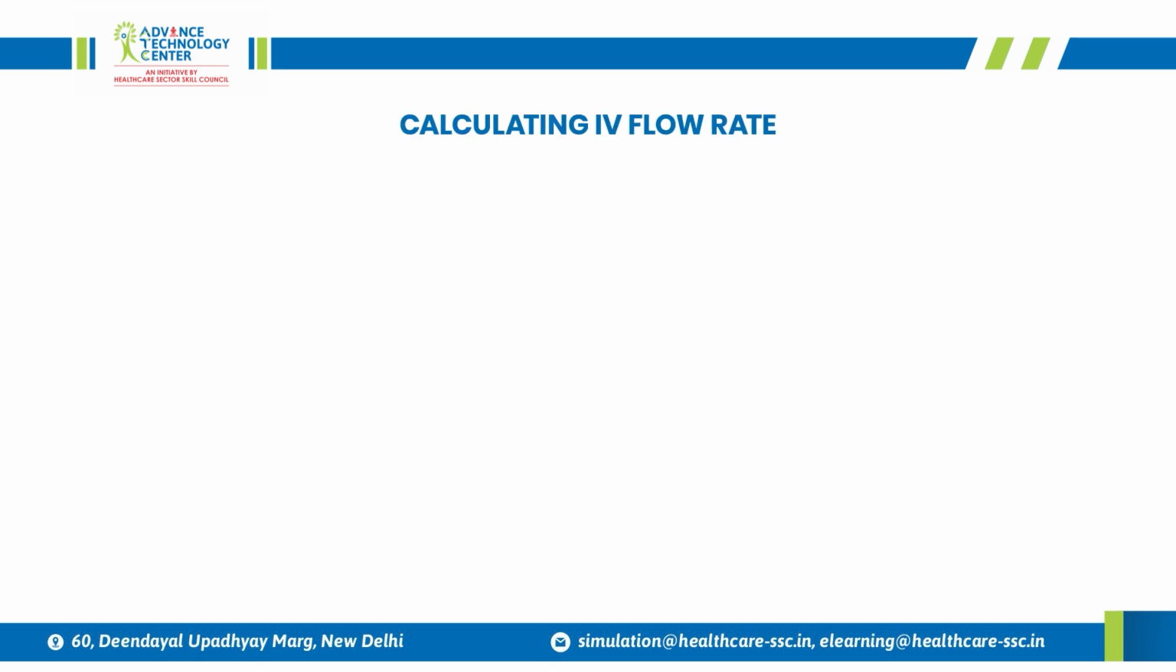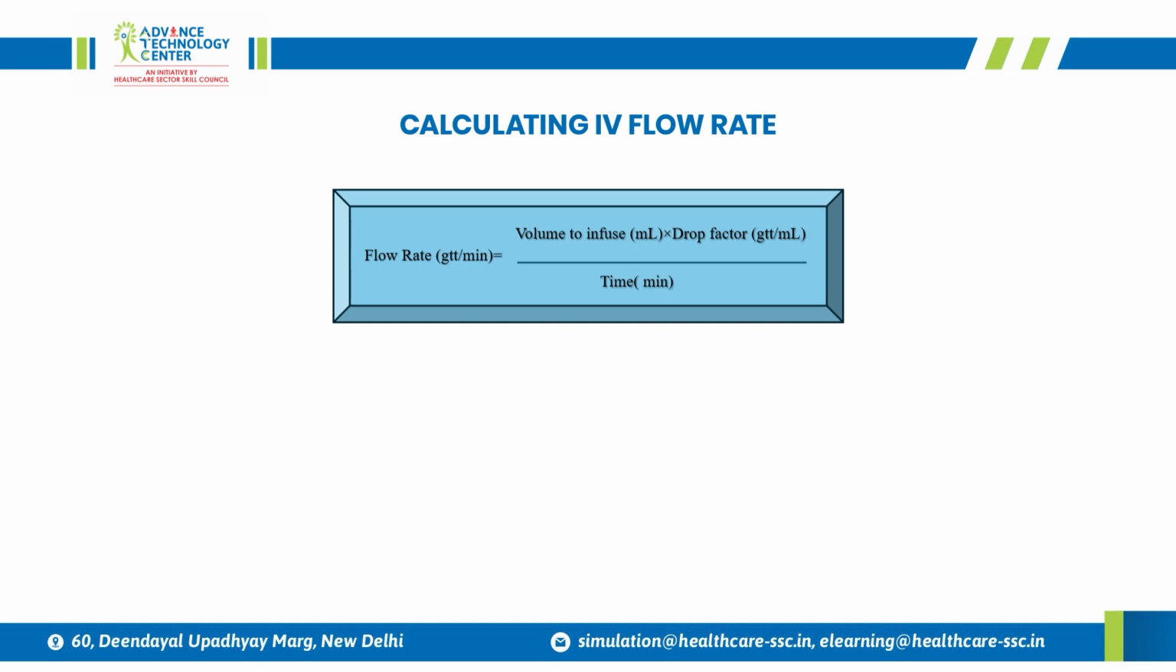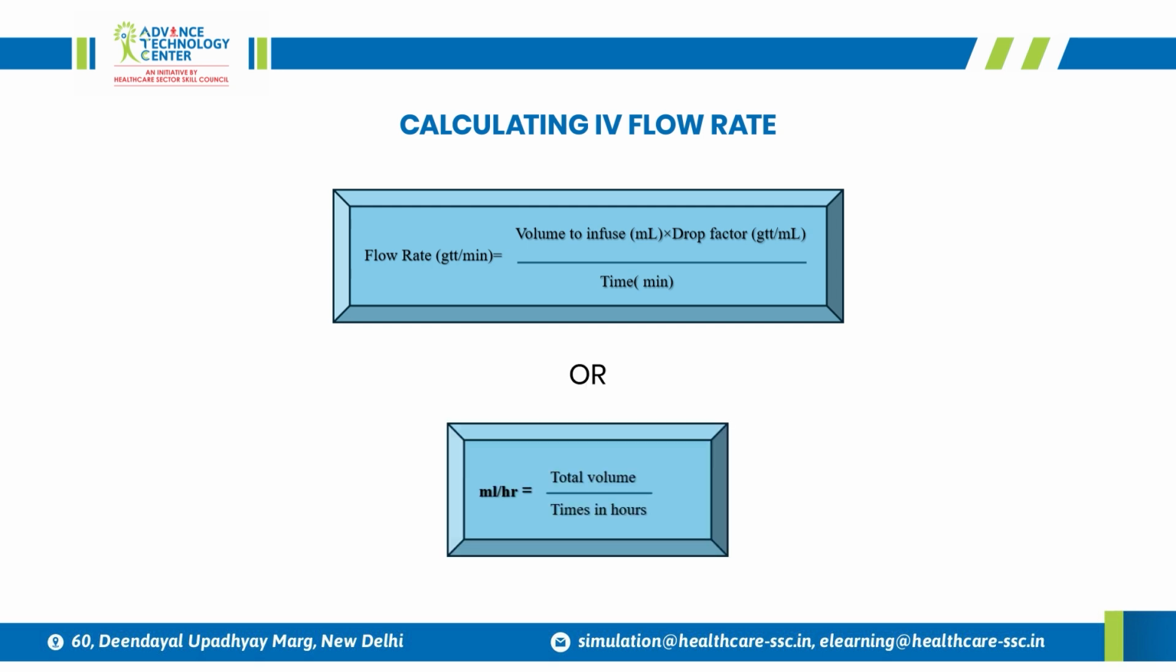Calculating IV flow rate. Next, IV flow rate. If you're using a gravity set, the formula is flow rate in drops per minute equals volume to infuse times drop factor divided by time in minutes. And if you're calculating pump settings, use milliliters per hour equals total volume divided by time in hours.